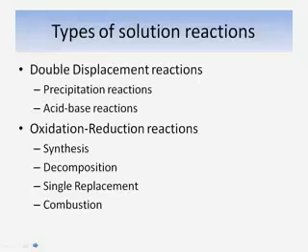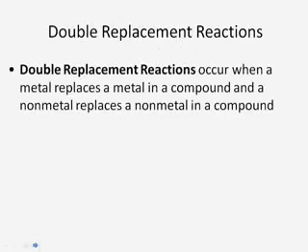Okay, this is the 6 basic types of reactions that we're going to be looking at in Chapter 4. In this discussion, we're going to focus on the first 2, grouped under the category of double displacement reactions. Okay, in order for a chemical reaction to occur, we have to have something going on that is going to remove something from our solution.